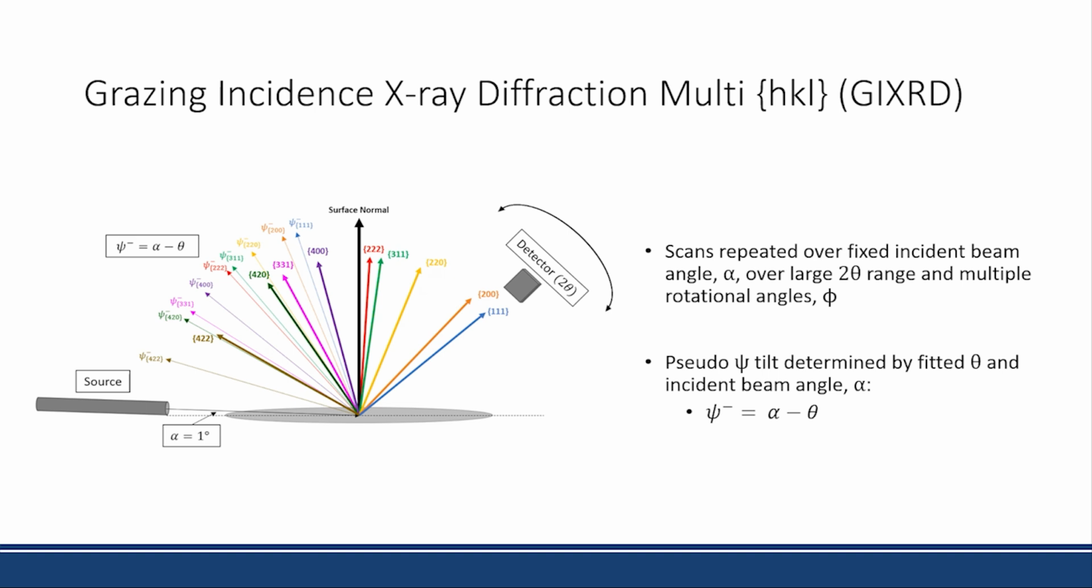So you still need those same angles, rotations, and side tilts, but the side tilts this time are sort of pseudo side tilts that are determined by the angle of incidence, which is set at the beginning, and the theta angle, the Bragg angle.